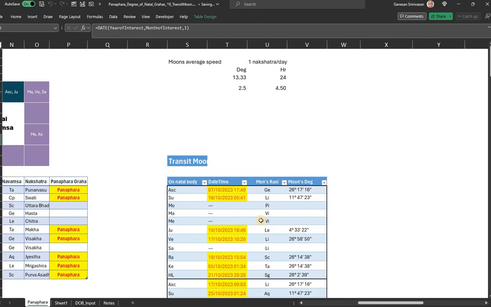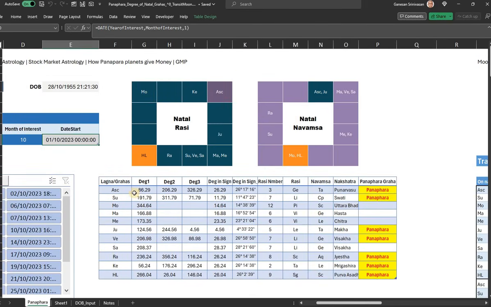Given the Moon's degree during transit, we can exactly find out what Rasi it is, or when it is transiting the Panaphara degree. So we can identify when Moon is transiting the Panaphara degree in your chart. When I say Panaphara degree, if you see here, Surya is in Swati for this person, and Swati is a Panaphara degree in his case.